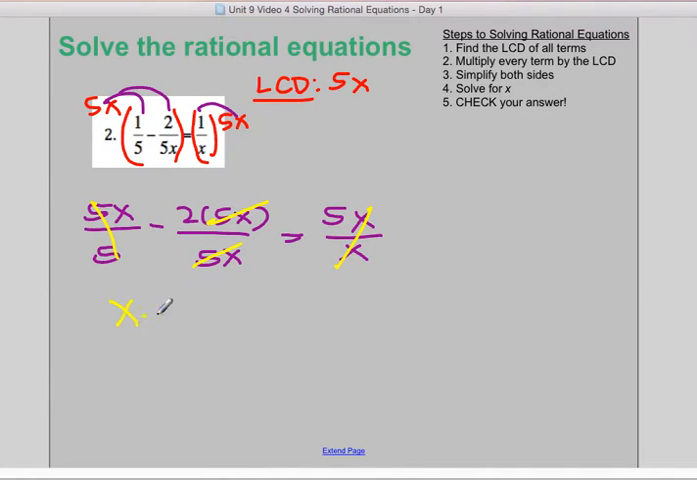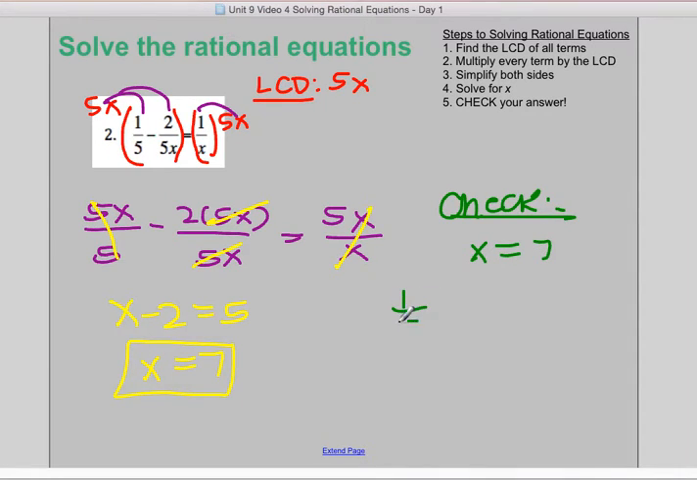So really I have x minus 2 is equal to 5. And so I'd add 2, so x is equal to 7. Okay, so I think this is my answer, but the nice thing is you can always check your answers when you're solving an equation. So I would recommend checking, especially on your quiz.